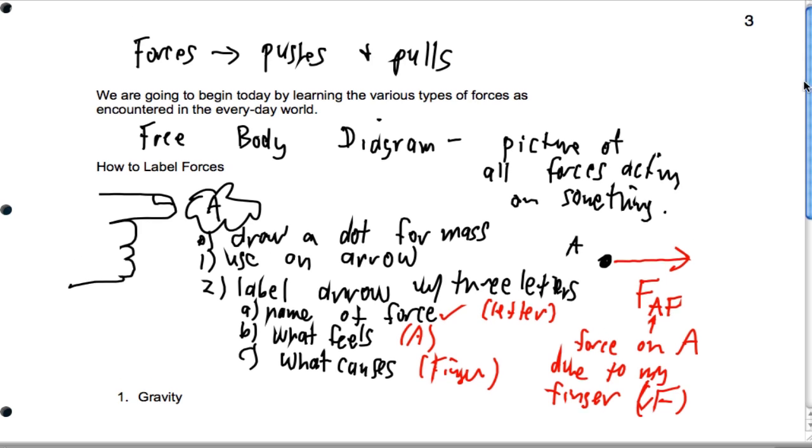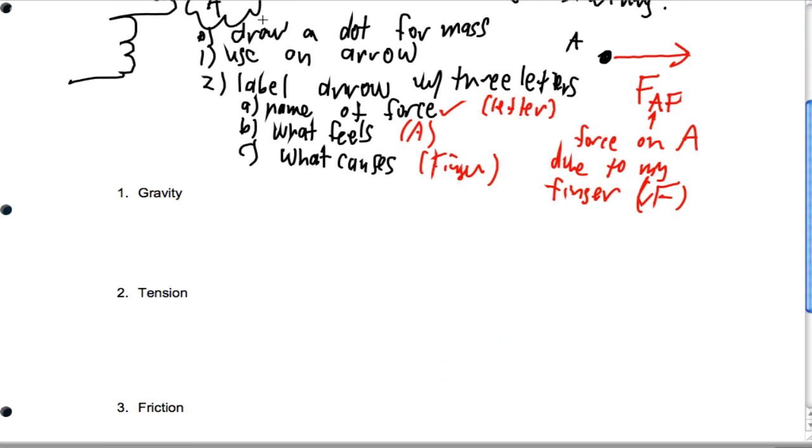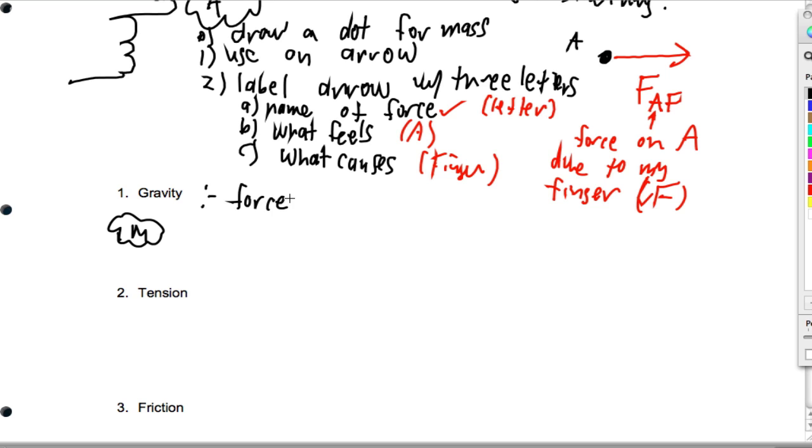Now, what I want to get into today is going to get us into our mini lab. So then we had the first force that we labeled, which is this thing called gravity. Actually, I'm getting ahead of myself here. Here's what I want to say. I have an object, a mass, that I'll call M. Now we know that it falls. So gravity is the force that makes things fall.